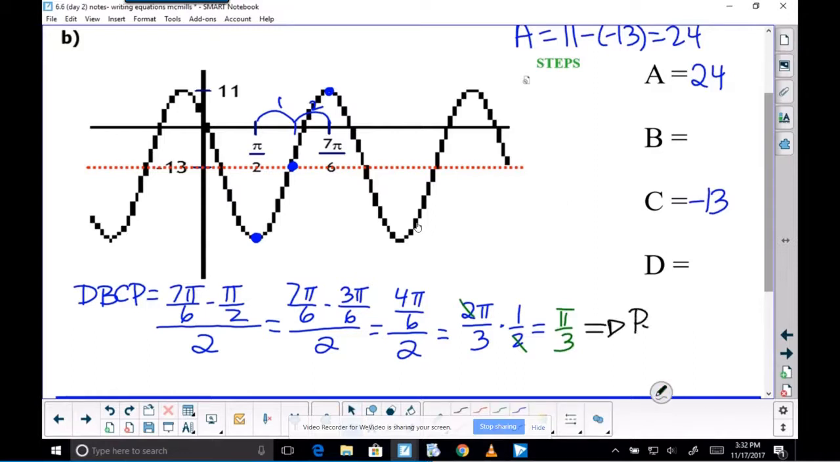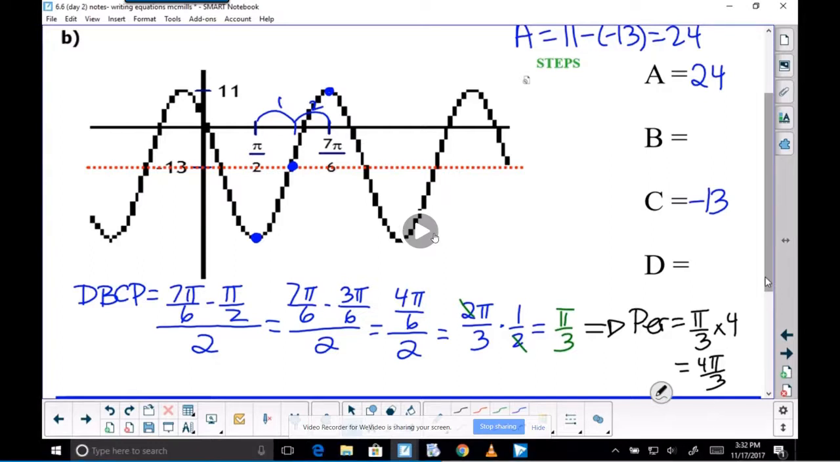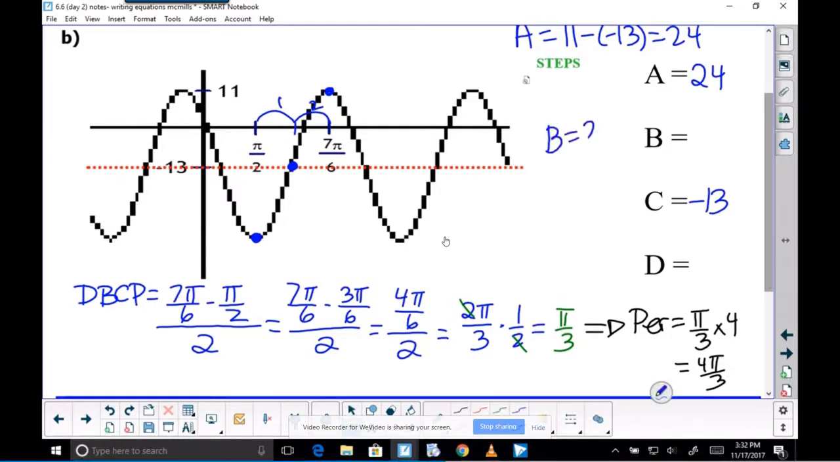From there, we can now find our period. The period is pi over 3 times 4. It's always the distance between critical points times 4. So your period is 4 pi over 3. Now that you found the period, we can find b. Because this is radians, b is going to be equal to 2 pi divided by the period. So 2 pi divided by 4 pi over 3 is the same thing as 2 pi times 3 over 4 pi, the reciprocal. The pi's cancel, and then that simplifies to 6 over 4, so b is 3/2.